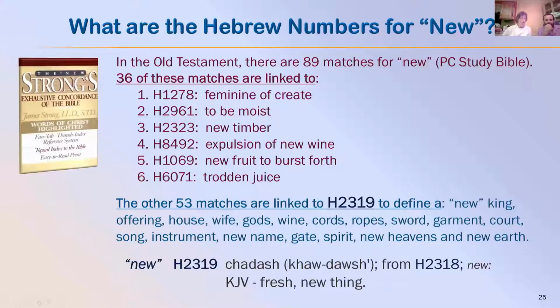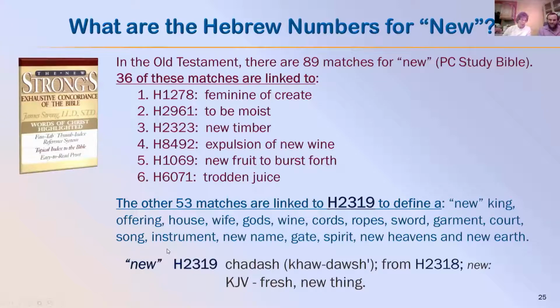The other 53 matches are linked, look at this, to the word number 2319. Does that ring a bell? To define. And these were the different words that when I looked up all of these 53 verses, it was defining a new king, a new offering, a new house, a new wife, new gods, new wine or cords or ropes, a new sword or a garment or a court, a new song, a new instrument, a new name, a new gate, new spirit, a new heavens and a new earth. You get the picture? Yes.